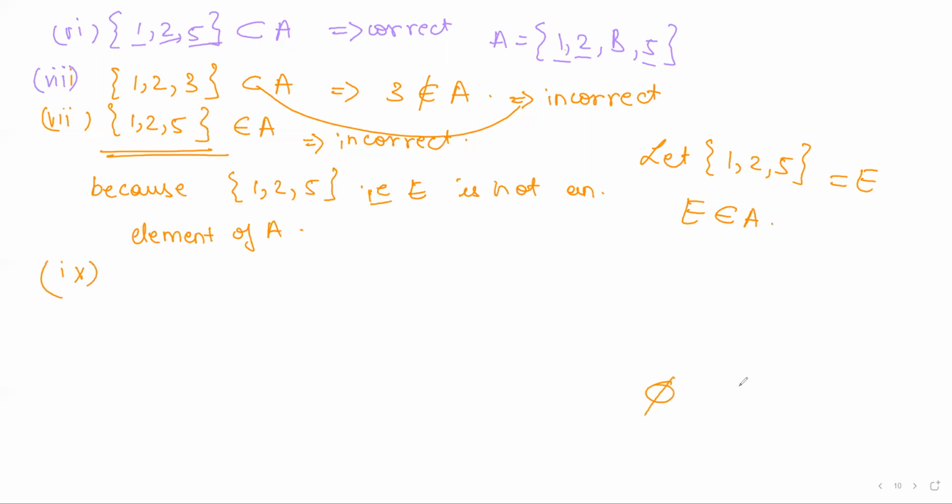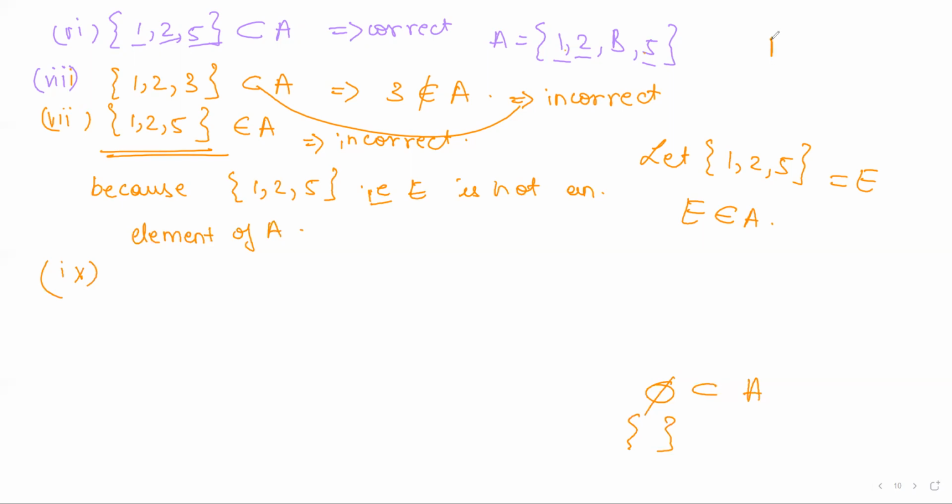Now phi and E. We know that phi is a null set. So null set will always be a subset of any set. I said belongs to, which is incorrect. The null set is always a subset of any set. But null set does not belong to A because A has only 4 elements: 1, 2, B and 5. It does not have phi.